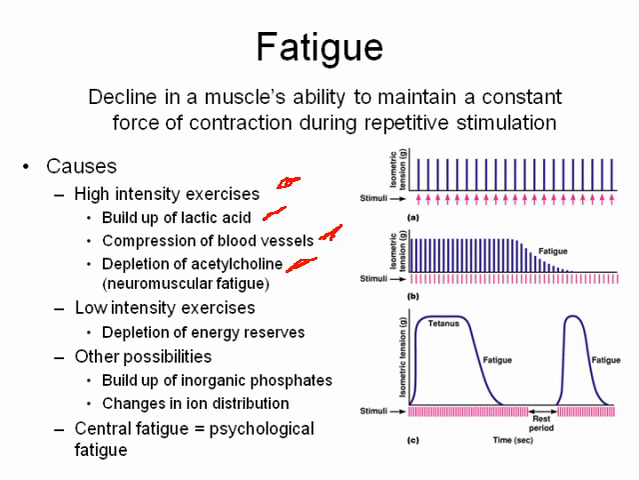Also, if the frequency of input from the motor neuron is fast enough, you can actually deplete acetylcholine. That's what's called neuromuscular fatigue. Less neurotransmitter means it's harder to generate an action potential in the muscle fiber itself. In low-intensity exercises, the depletion of energy reserves is the main cause of fatigue.